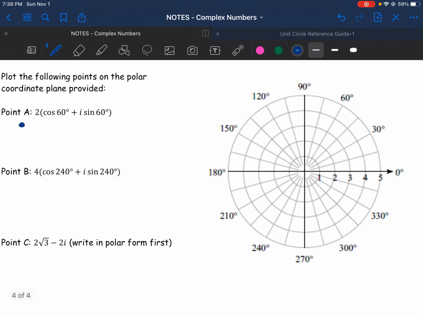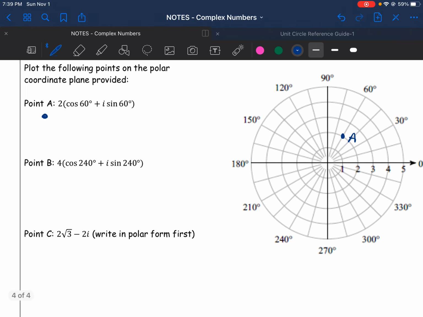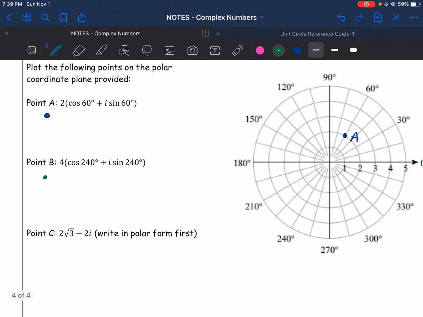So again, let's find 2. So here's 1, here's 2. And we want to put a point at the intersection of 2 and 60 degrees. So there would be point A. Very, very simple. Point B, I'll do in green here. So the modulus here is 4. 1, 2, 3, 4. Okay.